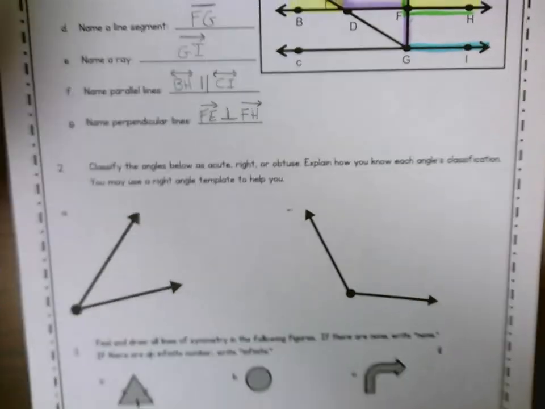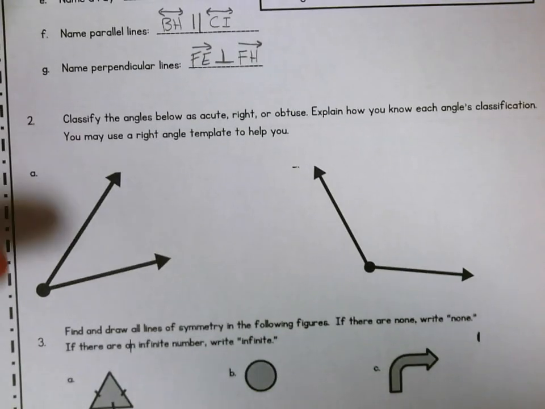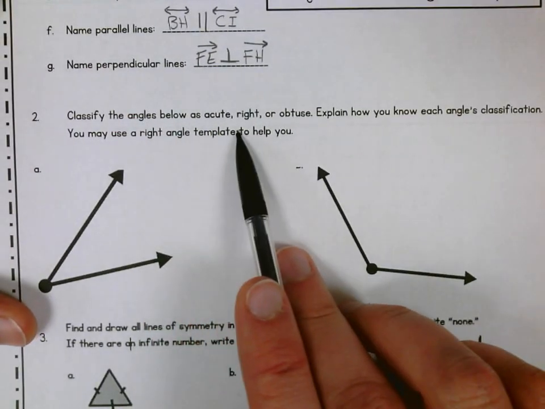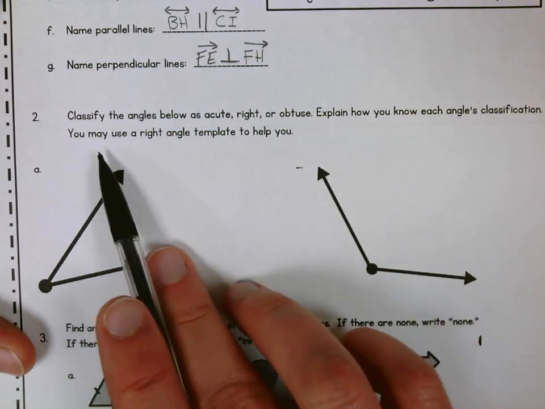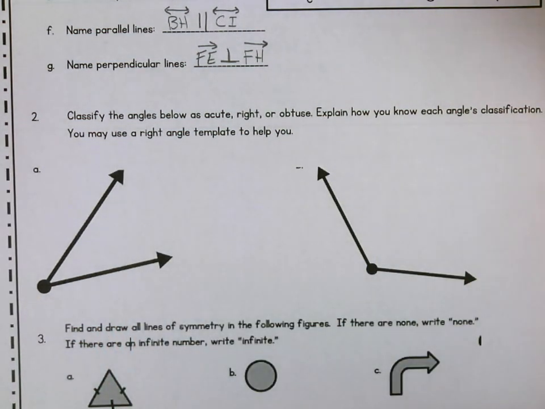All right, let's look at number 2. Classify the angles below as acute, right, or obtuse. Explain how you know each angle's classification. You may use a right angle template to help you. Well, we kind of already went over this, didn't we? I'm going to use my right angle template.